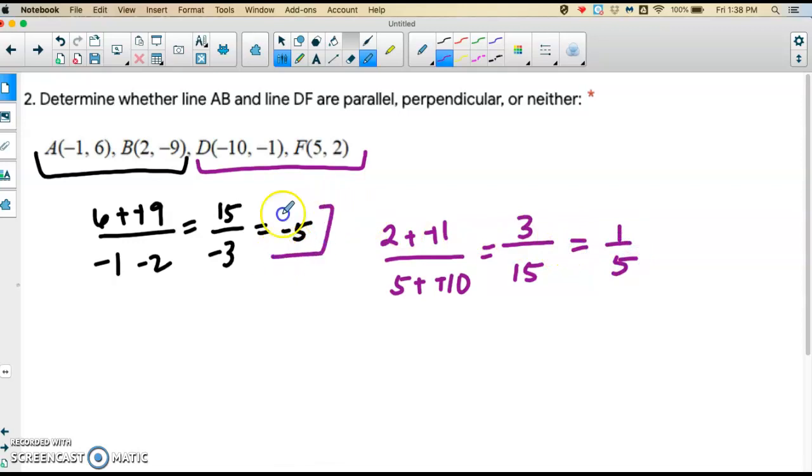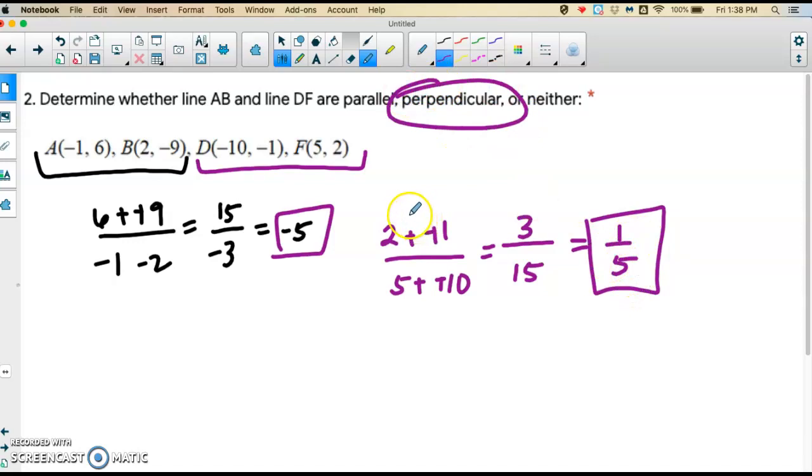Notice these are opposite reciprocals of each other. Opposite reciprocal means that one is negative and one is positive, and then this is technically 5 over 1. So the reciprocal of 5 over 1 is 1 over 5. So these two are perpendicular.